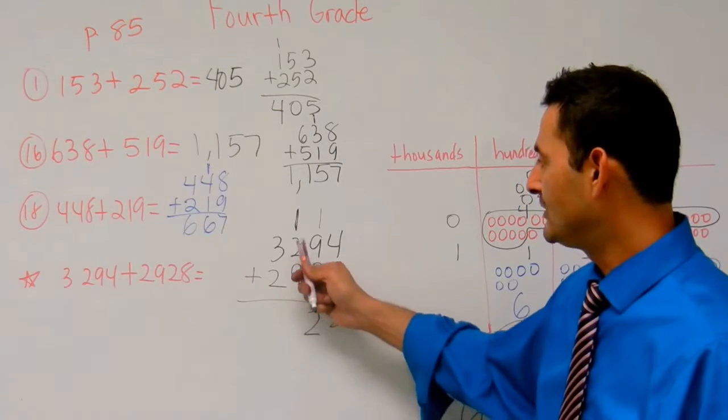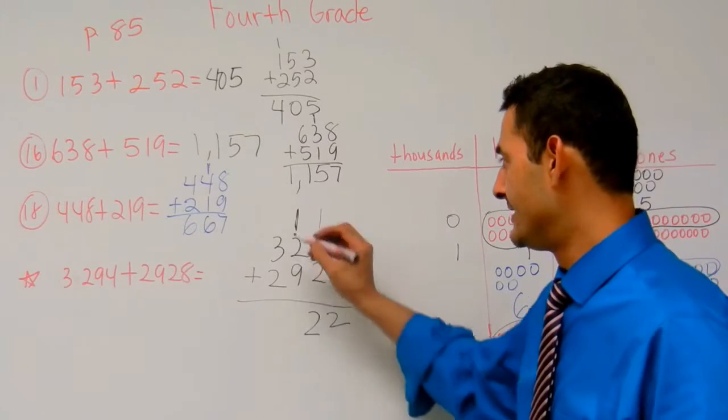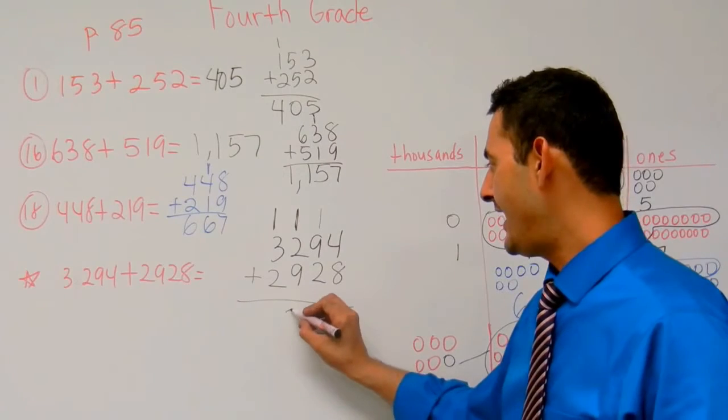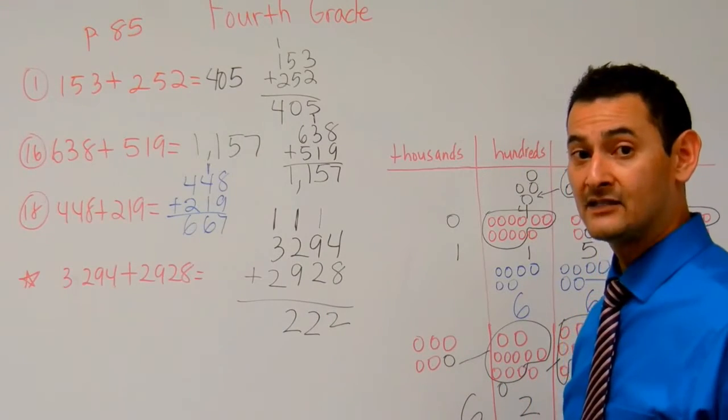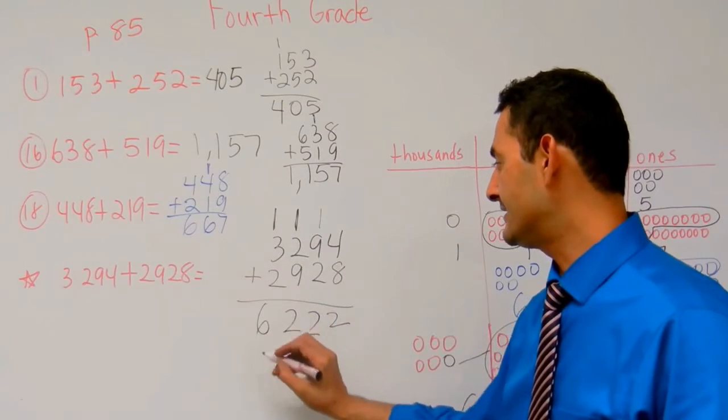Now I've got 9 plus 2 is 11, plus 1 more is 12. Now I've got 12 hundreds. I'm going to put 1,000 there, and keep 200 there. And now let's add the thousands column. 3, 5, 6. I've got 6,000 there.